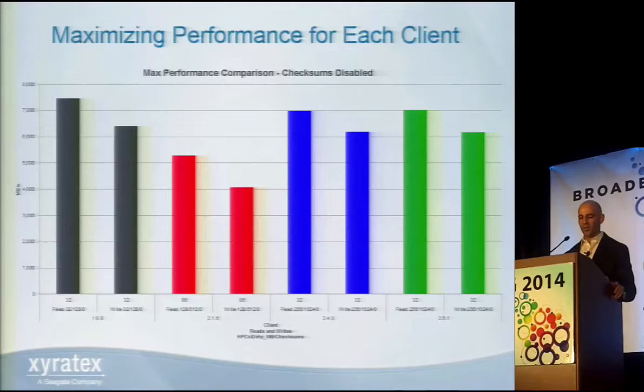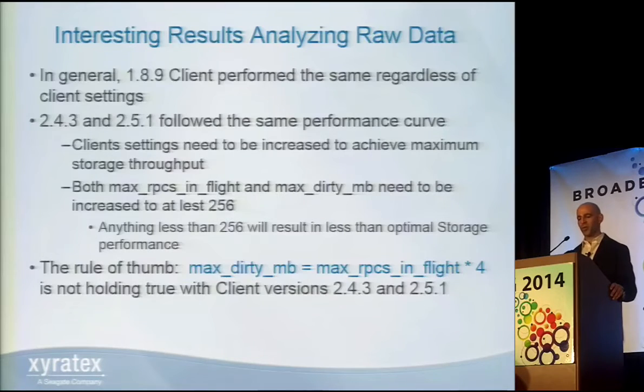And you looked at the blue and green, which is 243 and 251, with 256 max RPCs in flight, performance within range of the 189 clients, which is very encouraging where we were from the 2.16 client code. So interesting results from analyzing the raw data that we collected. In general, 189 clients perform the same regardless of client settings. Encouraging news is 243 and 251.